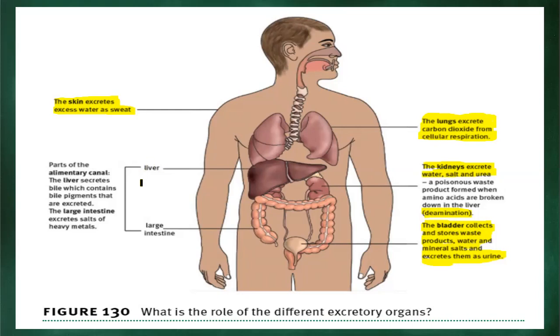We have the liver as well as the large intestine over there. Parts of the alimentary canal. The liver secretes bile, which contains bile pigments that are excreted. And then the large intestine excretes salts of heavy metals. So excretory organs are very much linked to the organs that play a role in the digestive system. Not all of them, just a few.